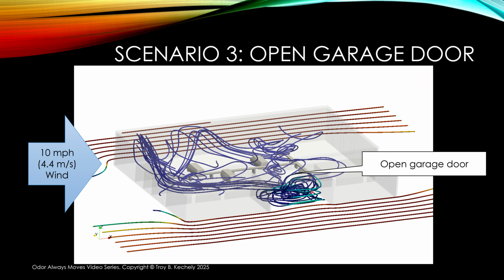Now, if I look at the streamers, you can see there's a lot of turbulence inside this little carport area, and then you can see the pathways inside the building. It's all over the place. It definitely is moving, and it's all the result of the exterior wind.